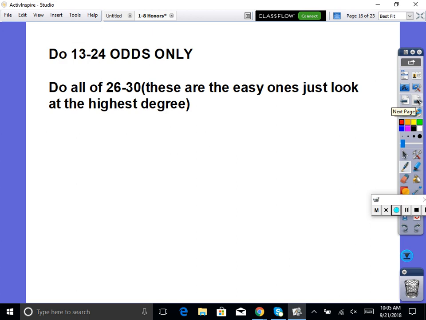Okay, so in that section do 13 through 24, do odds only, because if you understand those, you understand all of them. But then do 26 through 30, do all.